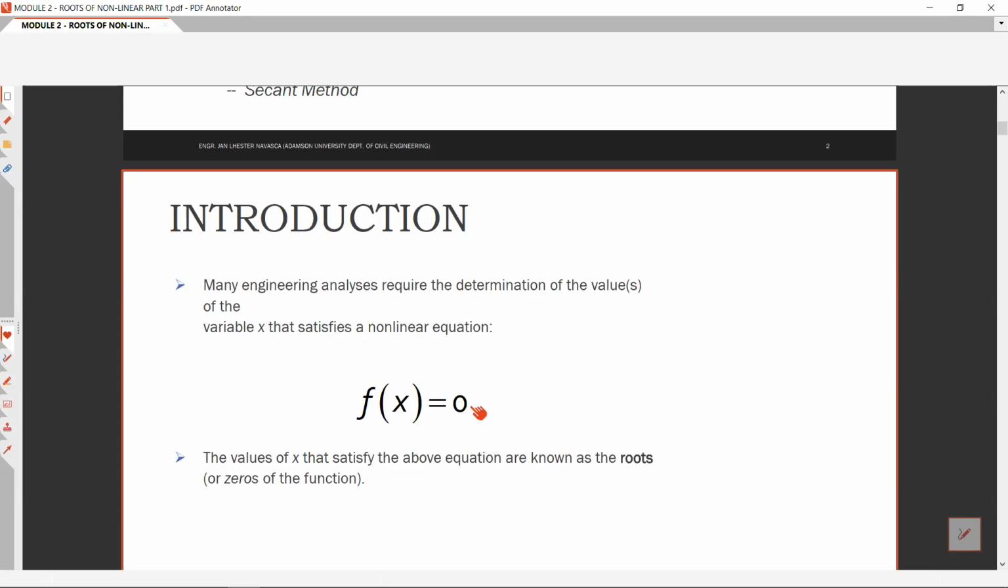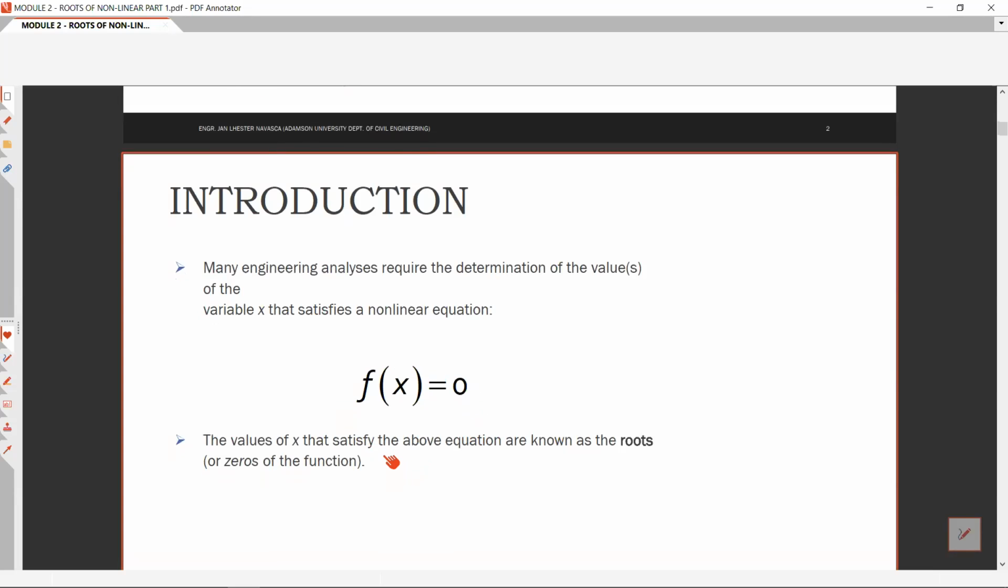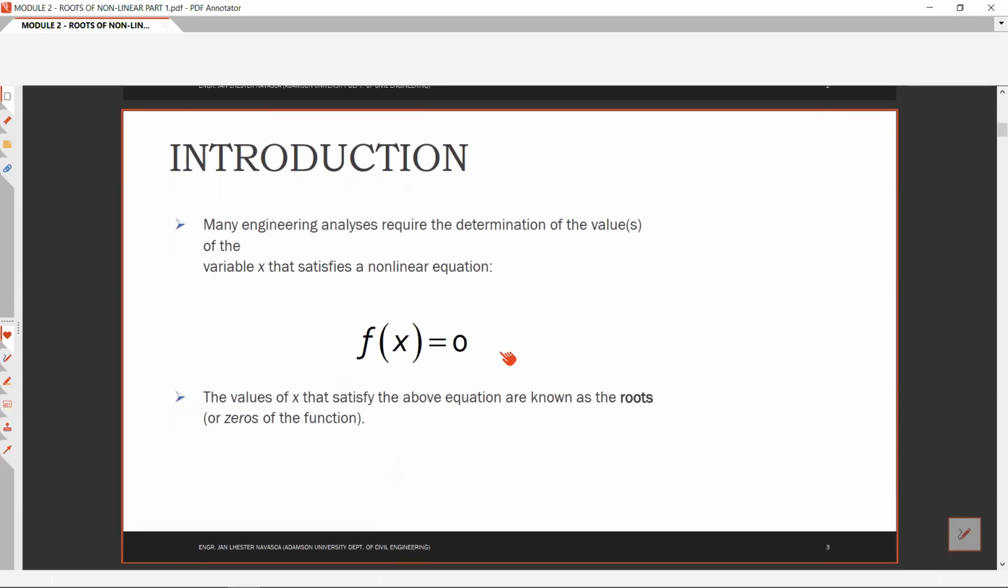For example, you will also find theta at maximum deflection. Given the double integration method, at the maximum deflection, theta is 0. So you will find the roots. How are the roots solved? Using the calculator. The values of x that satisfy the above equation are known as the roots. When you equate it to 0, they are called the roots, or the zeros of the function.